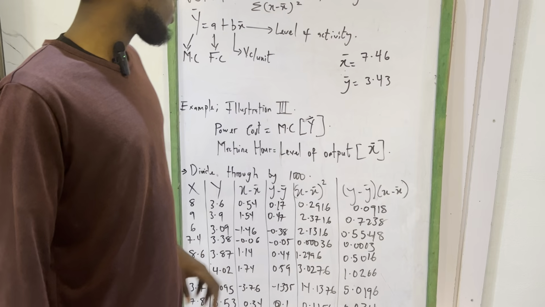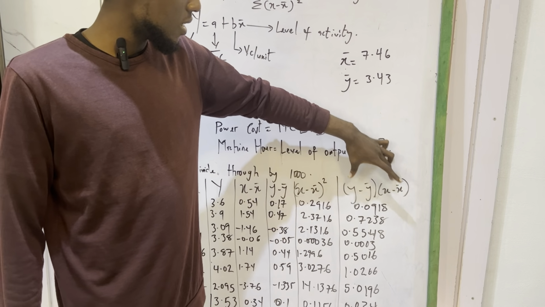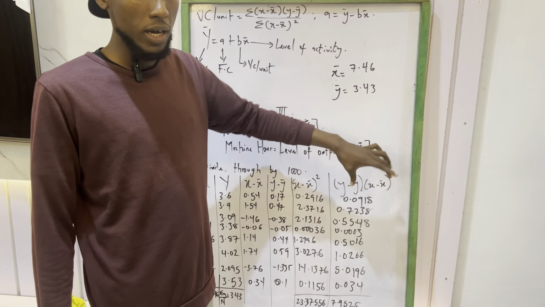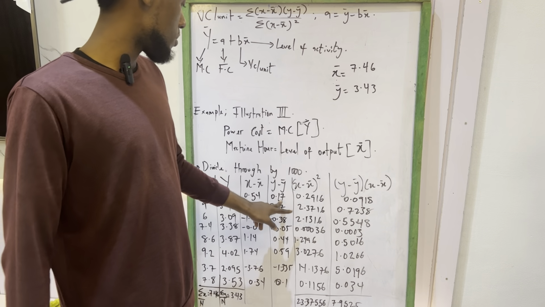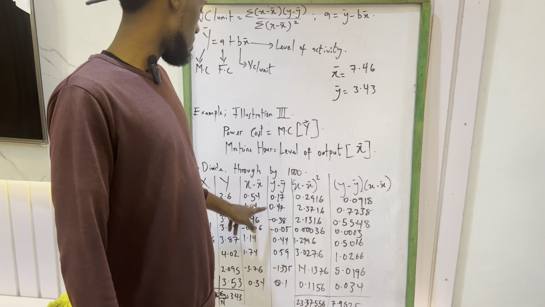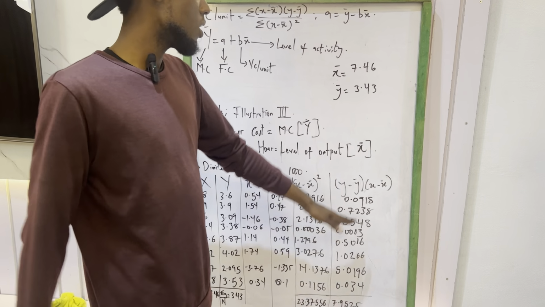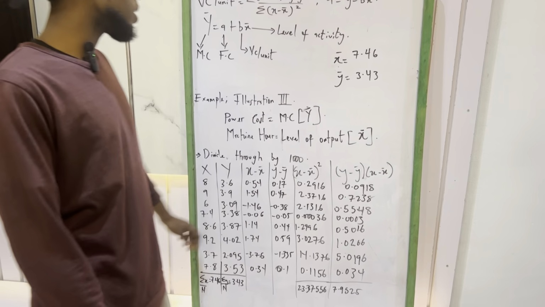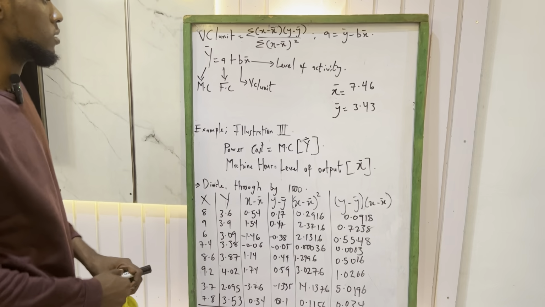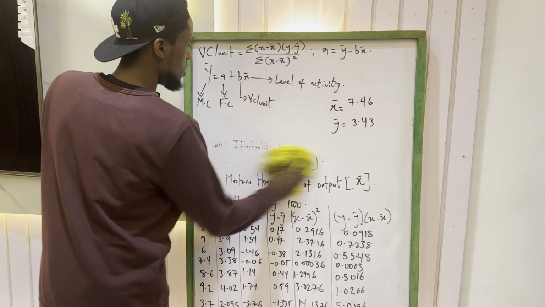For the numerator, we are having the difference between x and the difference between y coming together. That's this times this, you have this here. This times this, you have this here. This times this, you have this here. This times this, you have this here. And you sum them again together. So let's look for our b.